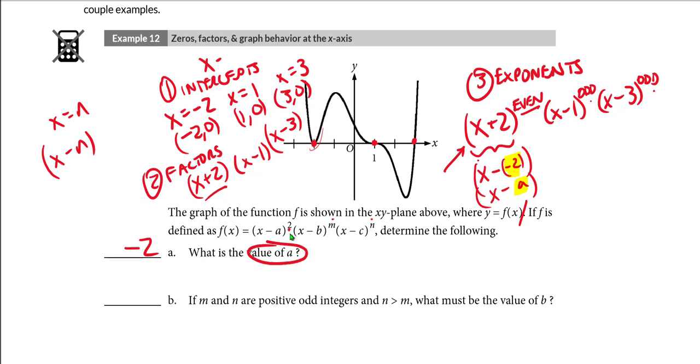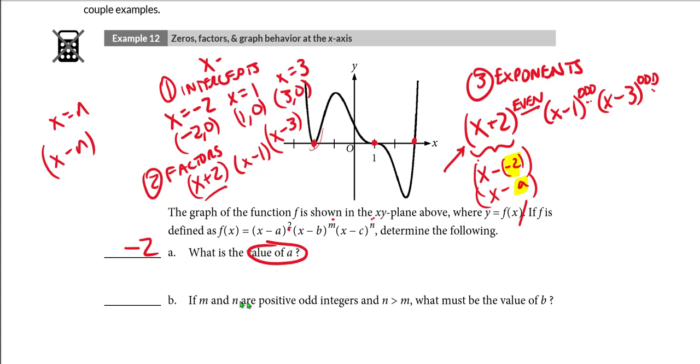Again, it's the only possible thing that a could be, because this is the only factor that has the even exponent. That matches up with this factor here. These other two factors must have odd exponents there and there. So I know the value of a must be -2.